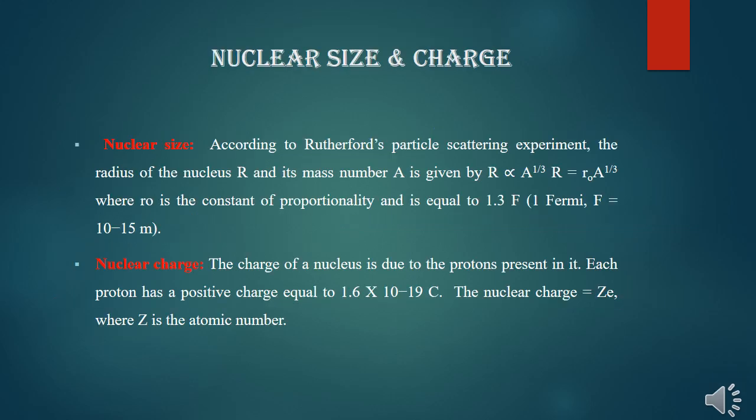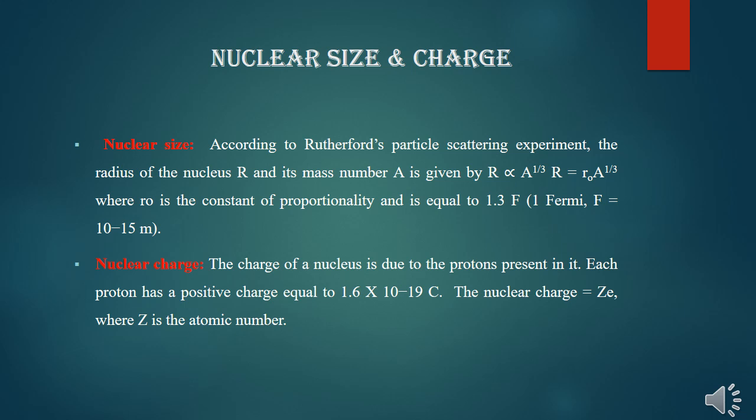Okay, the next property is the nuclear size. We have a formula to find the nuclear size, that is, the radius of the nucleus. The formula is R equal to R naught A power 1 by 3, where R naught is the constant of proportionality, equal to 1.3 fermi. We can find the radius for all elements using this formula. For example, the radius of carbon is 3 fermi. The radius of silver is 6.17 fermi. For uranium, 8.056 fermi.